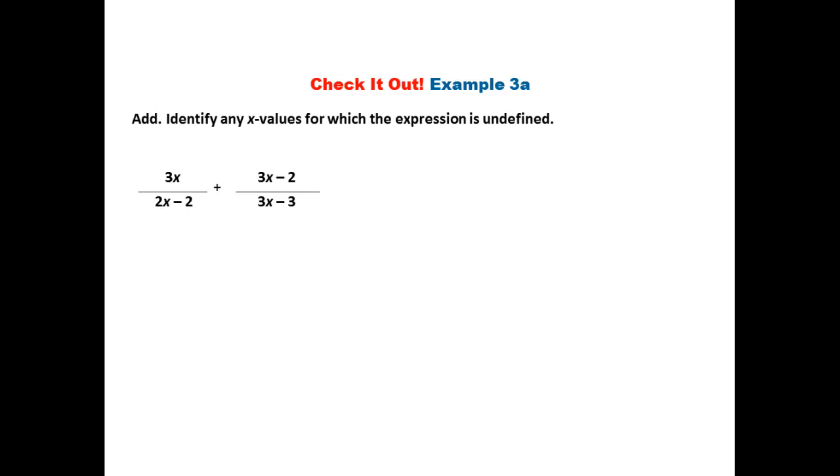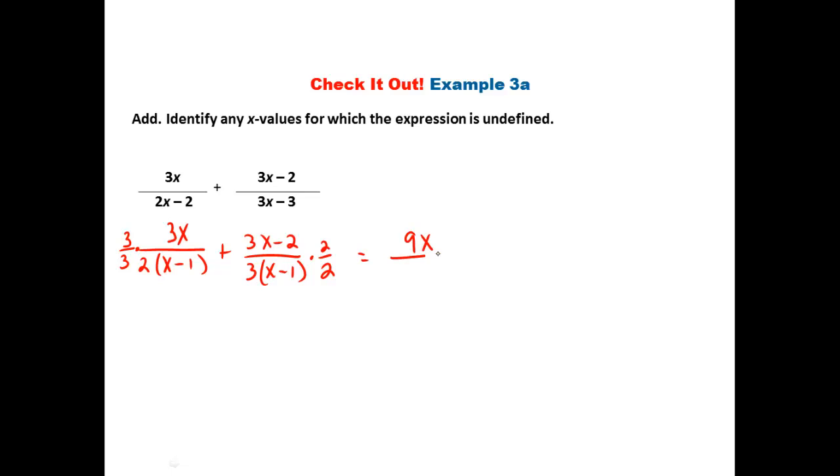For the next one, again we're going to add, and the first thing we need to do is factor the denominators. That's 2 times x minus 1, and this is 3 times x minus 1. They both have an x minus 1, so we multiply the first one by 3 over 3 and the second one by 2 over 2. That's going to give us a common denominator.